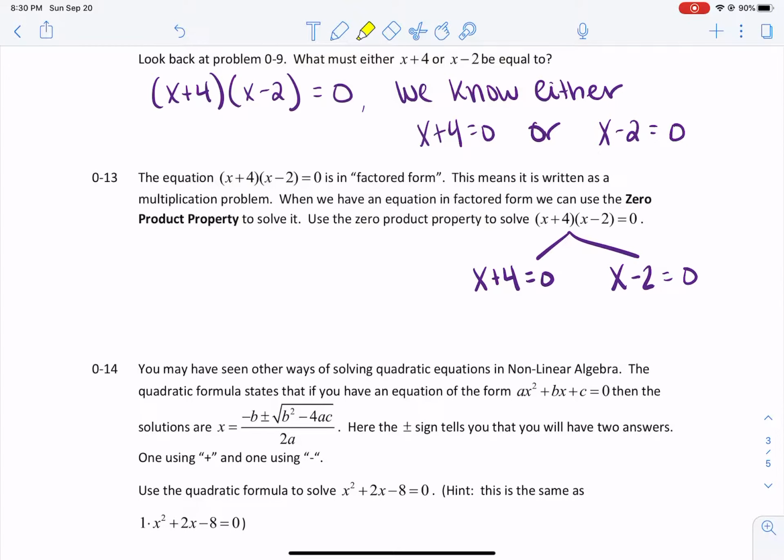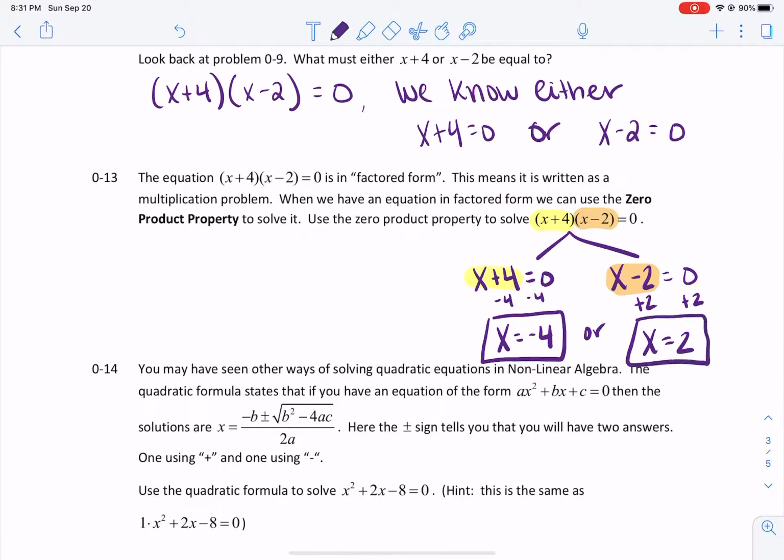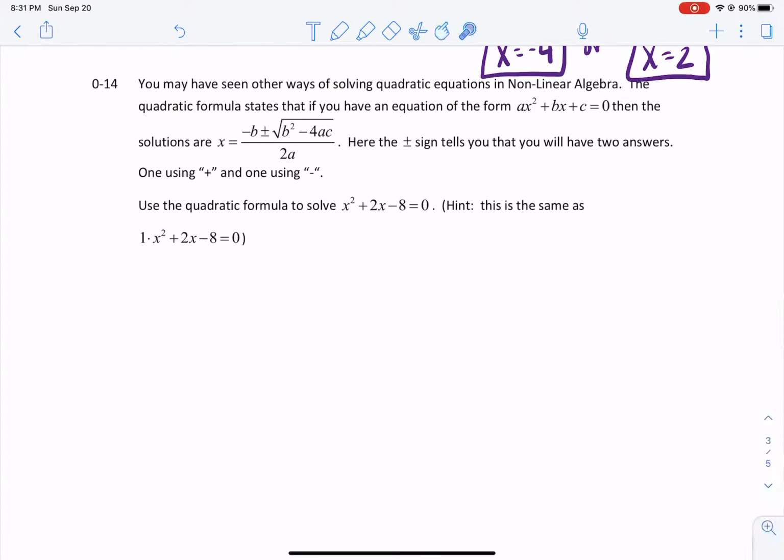Okay, so do you see what I did? I've got the x + 4, and I brought it over here by itself. And then I got the x - 2, and I brought that over there by itself. And then you just solve. So I'll subtract 4 on each side, so x is equal to negative 4. Or I'll add 2, x is equal to 2. And that's it. So that's how you solve a problem when we're looking at the zero product property. So you'll see some more like this that you've got to try on your own. Then O-14 says you may have seen other ways of solving quadratic equations in nonlinear algebra.